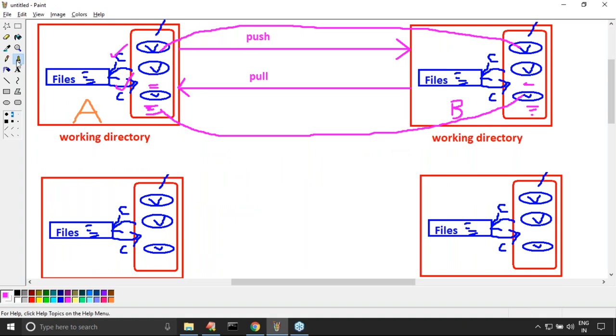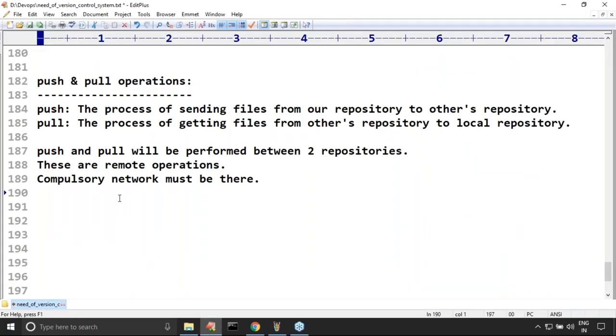You are going to perform 1 lakh checkout and 1 lakh commit operations, but just 2 to 3 pull operations and 2 to 3 push operations. The number of push and pull operations is very small compared with checkout and commit. That's why we very rarely require a network. Remember this. These are very rare operations.